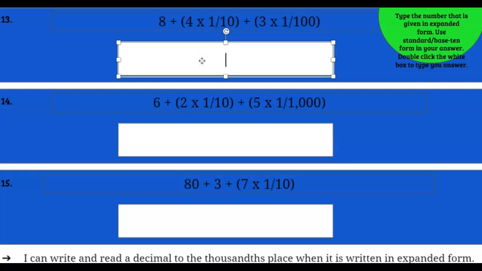Okay, so my first number is 8. Well, because that's the only whole number I see and it only has one digit, I know that it's in the ones place, so I write 8.